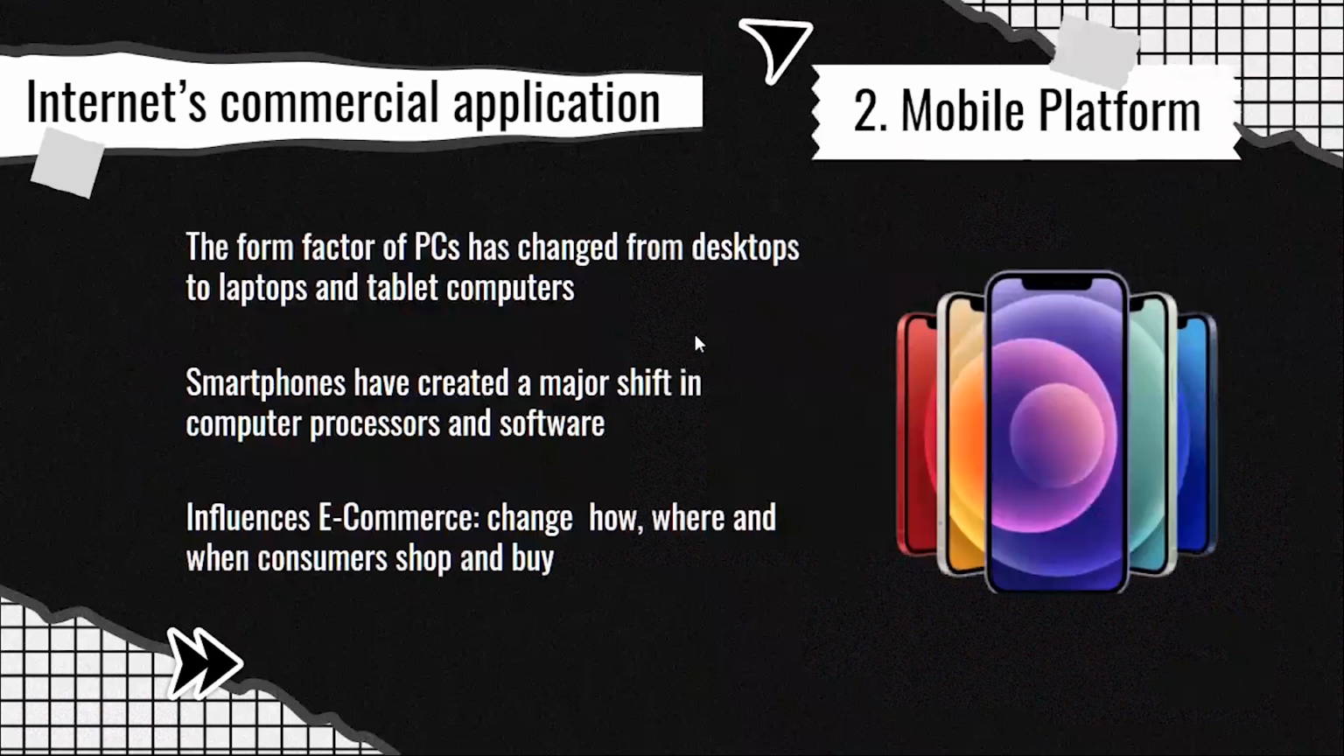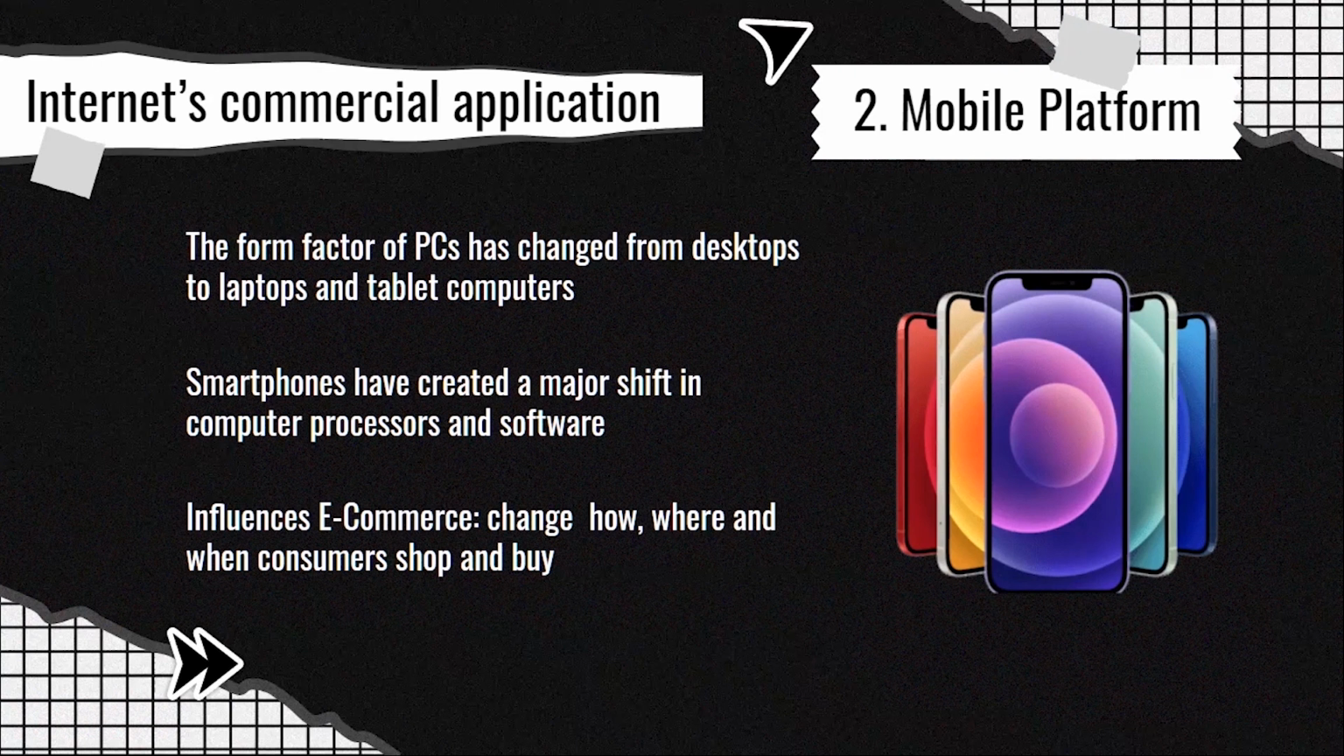All right. The second innovation in the commercialization era is the mobile platform. Currently, perhaps the newest client for accessing the internet is a mobile phone. Yes, a mobile phone. This change in hardware has reached a tipping point. The form factor of PCs has changed from desktops to laptops and tablet computers, such as the iPad. Tablets are lighter, do not require a complex operating system, and rely on the internet cloud to provide processing and storage.